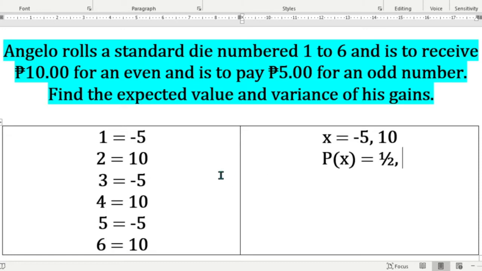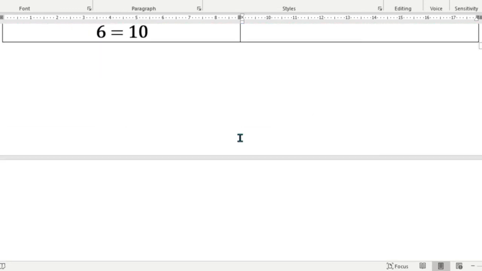Next, how about 10? What is the probability that he will receive 10 pesos? That is, if 2 comes out, if 4 comes out, if 6 comes out. Thus, we have also 1/2. This is now our probability distribution table. Now that we have the probability distribution table, we can now calculate for the expected value, which is the mean, and the variance. Next, let us proceed.